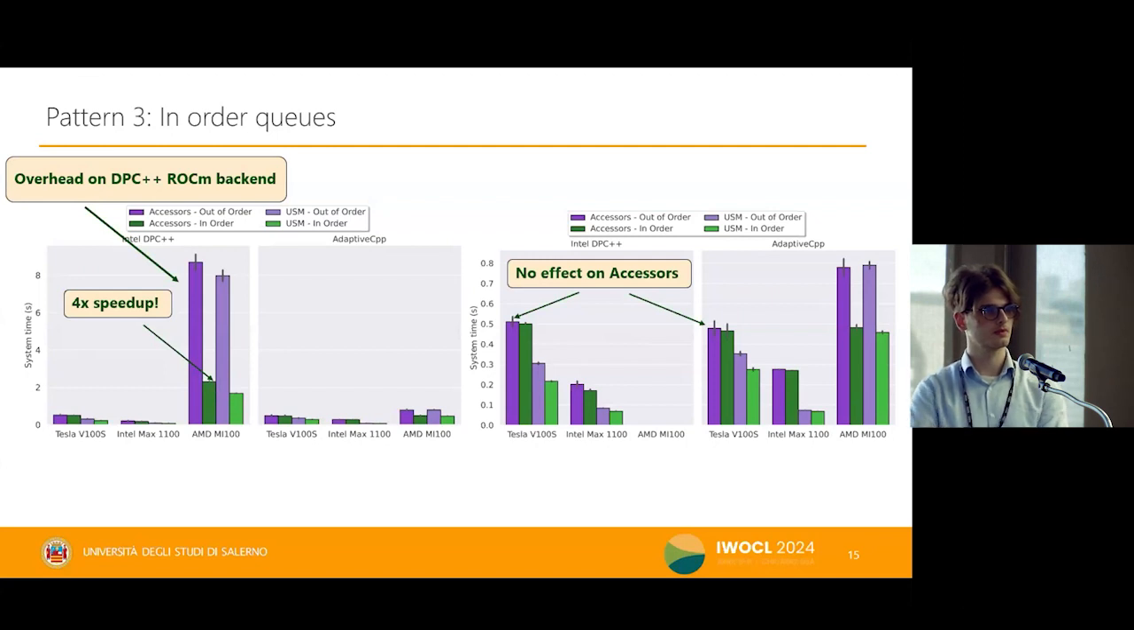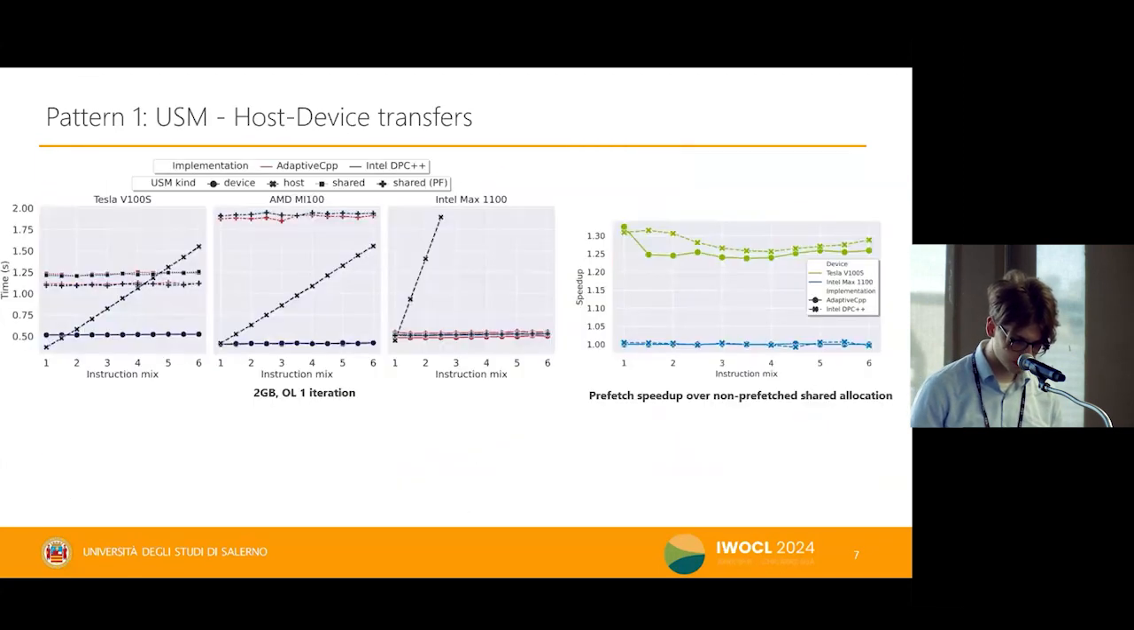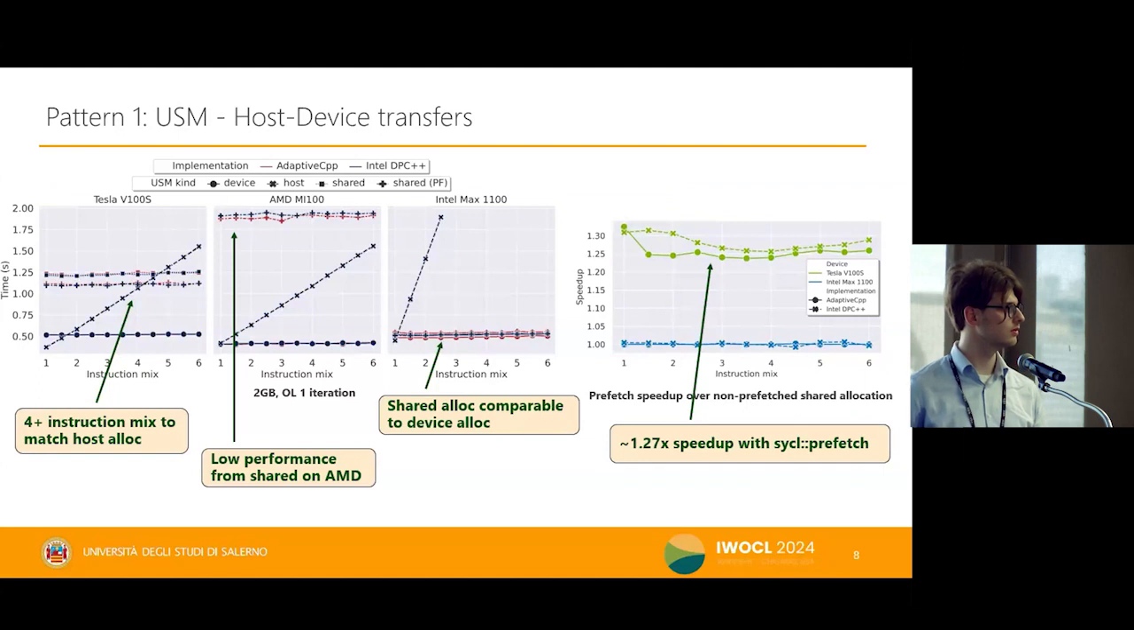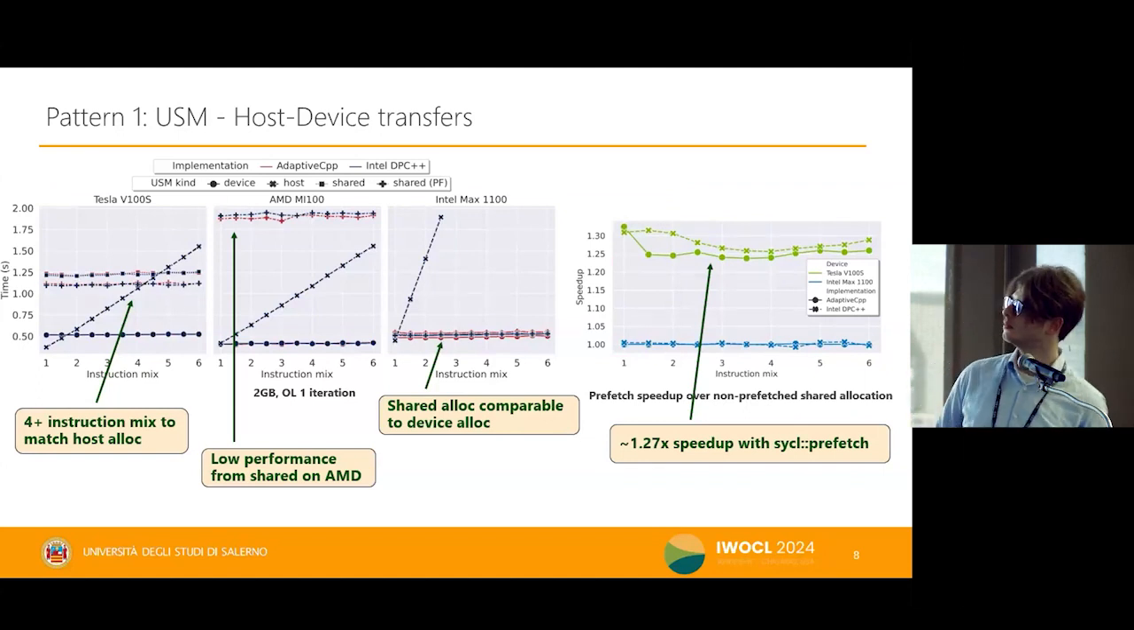All right, thanks. Can you go back to the USM slide? Yeah, I think the first pattern. I suppose this one. Yes. So in the middle, there's this AMD MI100. I was wondering if you turned on the special hidden XNACK kernel parameter.